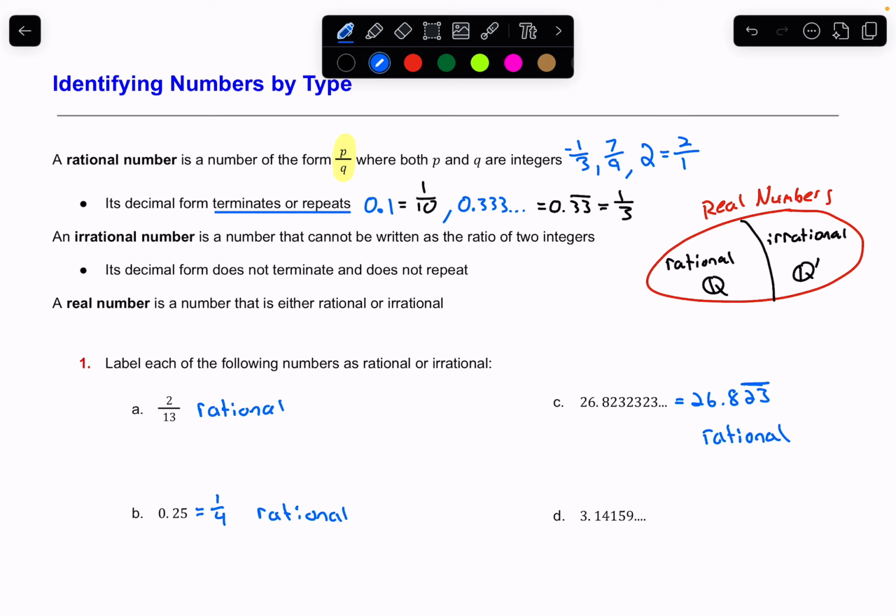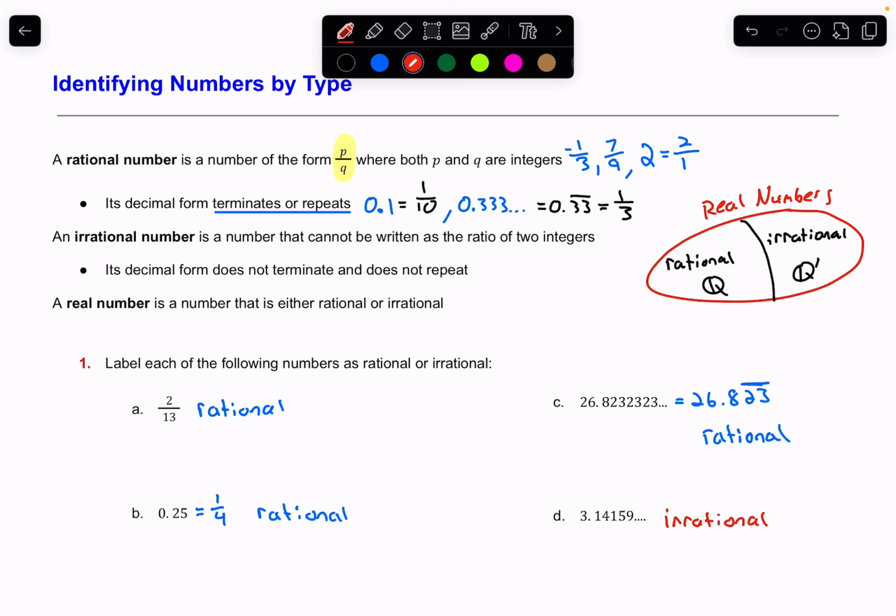And then part D, notice we have the dot, dot, dot at the end, 3.14159 dot, dot, dot. Okay, that dot, dot, dot means it does not terminate, and there is no repetition there. I know it might feel like it repeats because you see the number 1 twice, but there's no pattern to that repetition, okay? The 1 shows up twice, but then everything after it is different. And so this one is going to be irrational because it does not meet our definition for being a rational number. It does not terminate and it does not repeat.